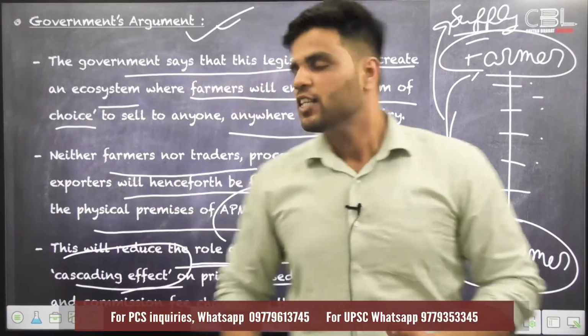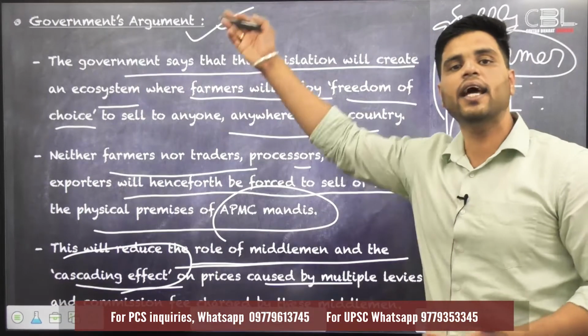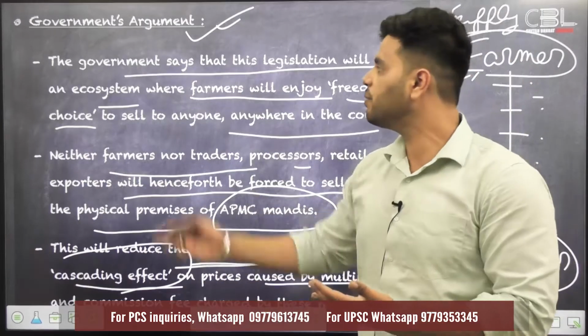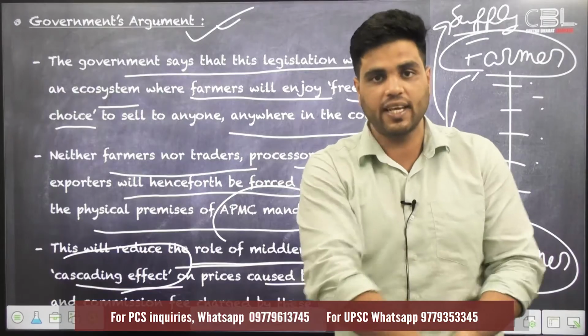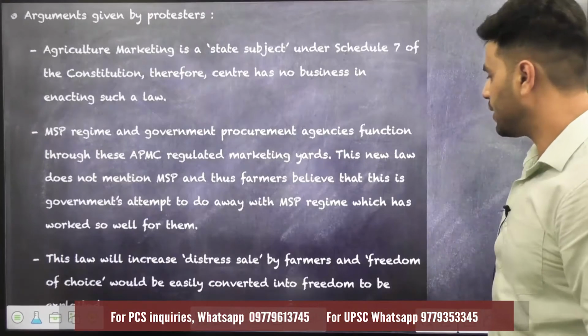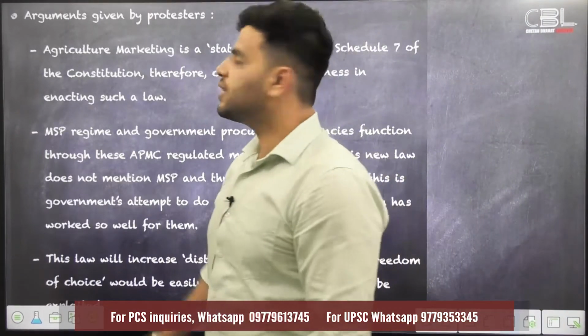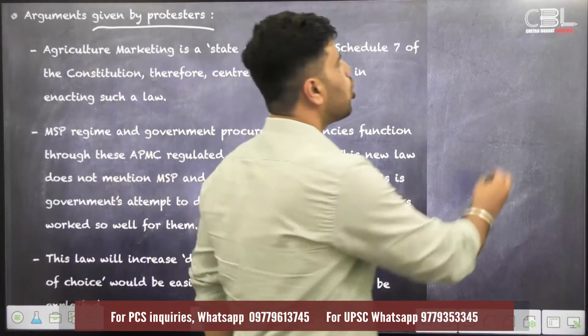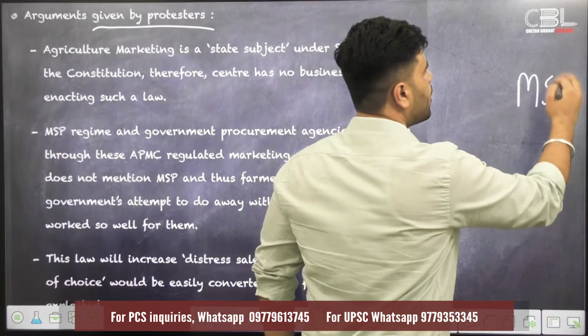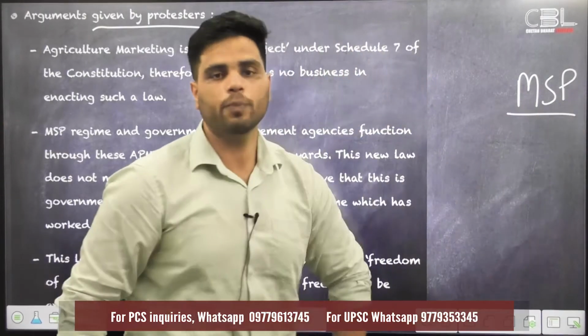Clear? Make sense? So this is the line taken by the government. Government is arguing these benefits. Now, what are farmers protesting against? Okay, let's take a look at that. Before understanding the arguments given by protesters or farmers, you need to understand that there is a thing called MSP. Now, what is MSP? Minimum support price.